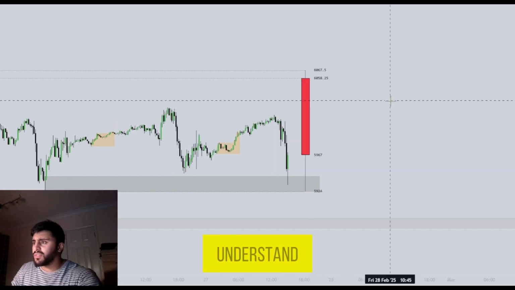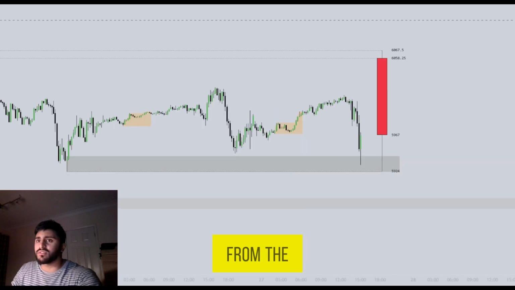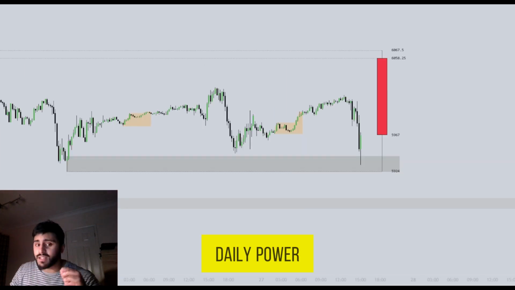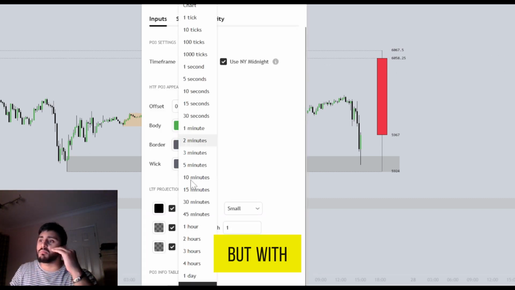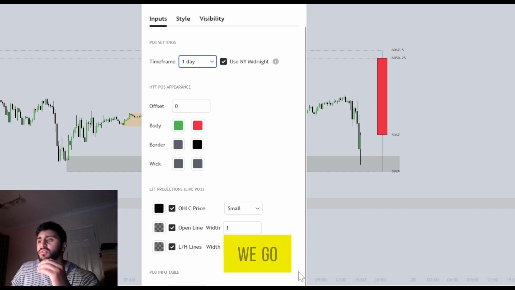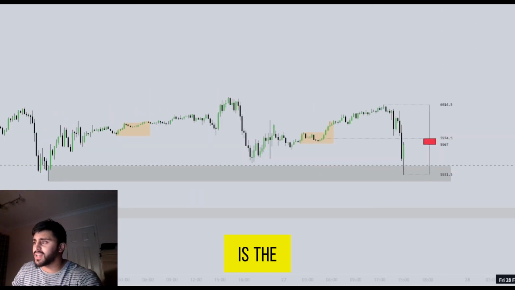The second thing to understand: switching from the weekly power of three to the daily power of three. I want traders to understand how you can use this same indicator but with multiple time frames. So now we go to the daily power of three.